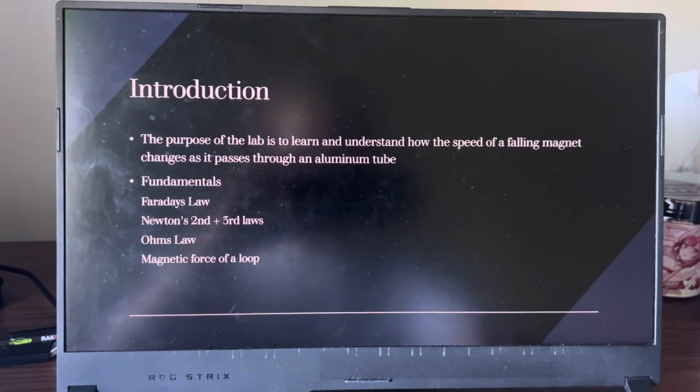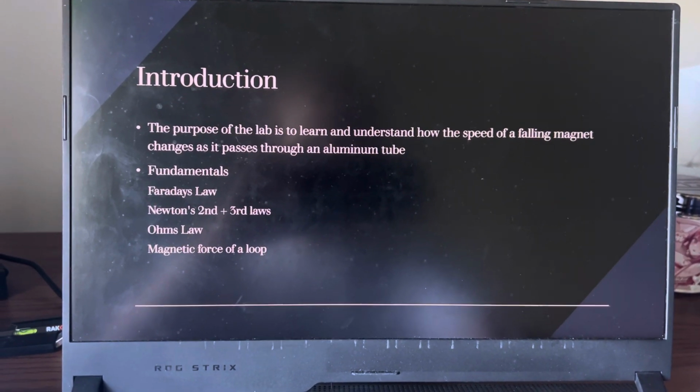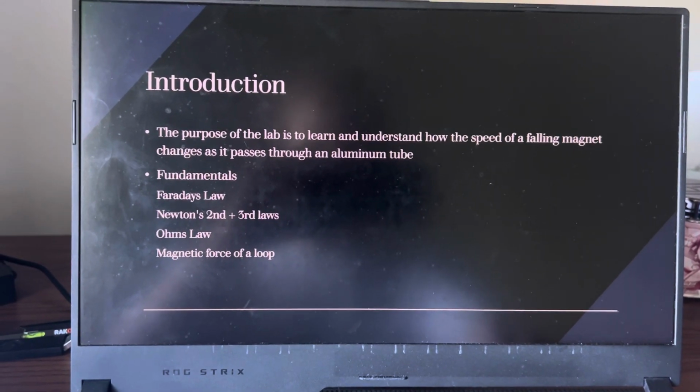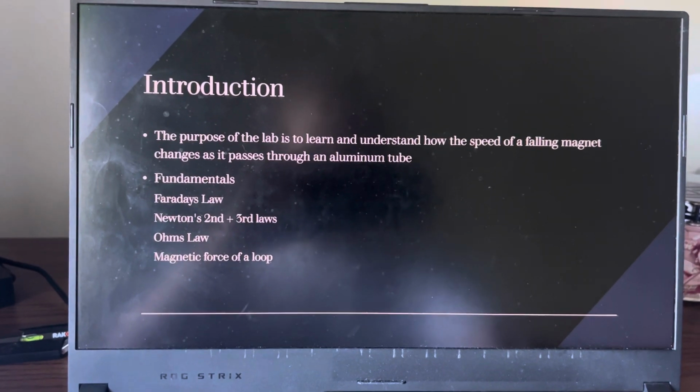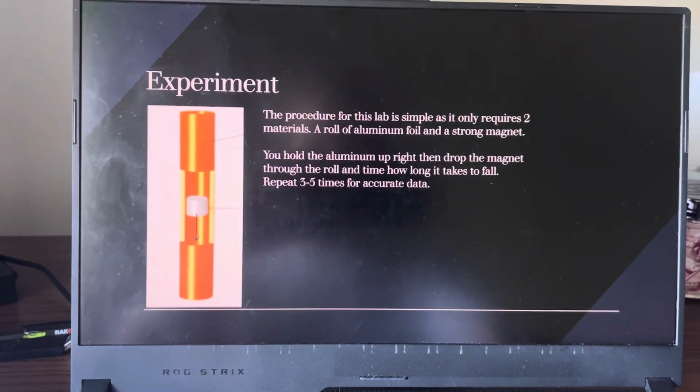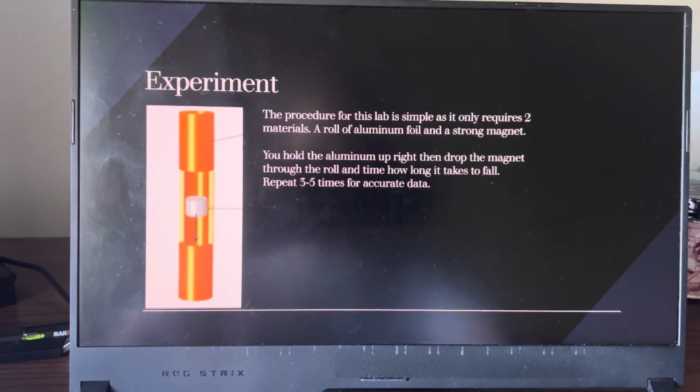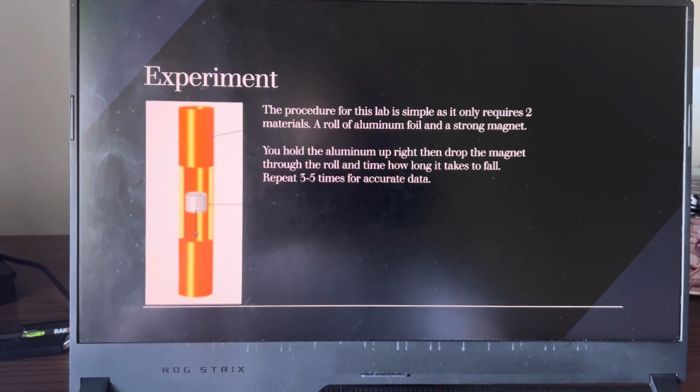Some fundamental principles we need to understand are Faraday's law, Newton's second and third law, Ohm's law, and the magnetic force of a loop. This experiment is quite simple, as all it requires is a roll of aluminum foil and a strong magnet.